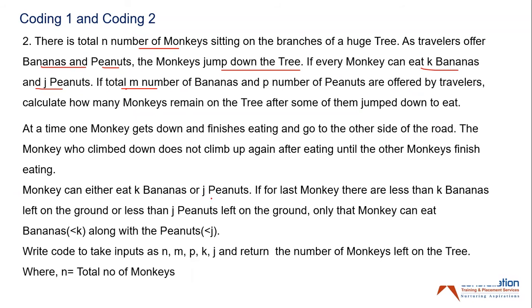A monkey can eat either k bananas or j peanuts. If for the last monkey there are fewer than k bananas left on the ground or fewer than j peanuts left on the ground, only then can that monkey eat fewer than k bananas along with fewer than j peanuts.